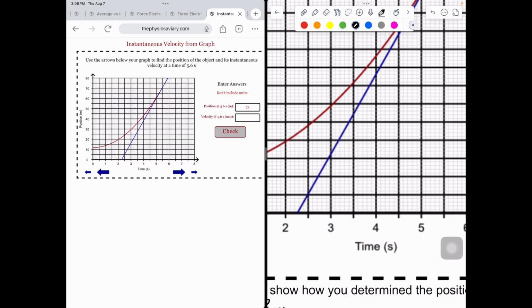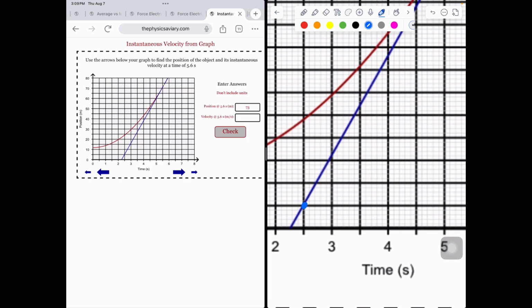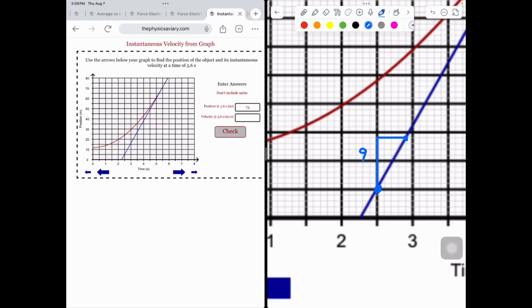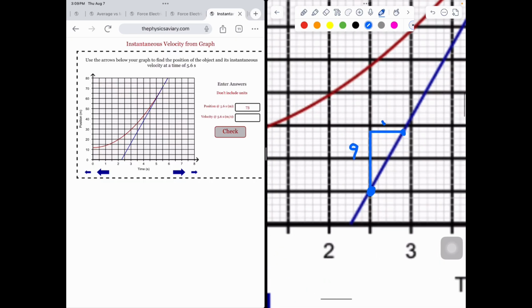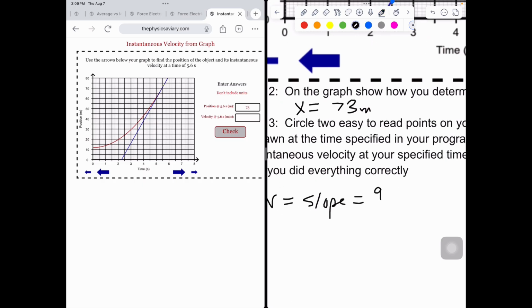So I'm going to find two very convenient points. I really like this point right there. And I'm going to keep going up the graph till I find another one that I like. I like that point right there. So I'm going to rise up 9 boxes over a run of 4 boxes. 9 boxes would be exactly 9, 4 boxes would be 0.4. Put that in my calculator: 9 meters over 0.4 seconds.